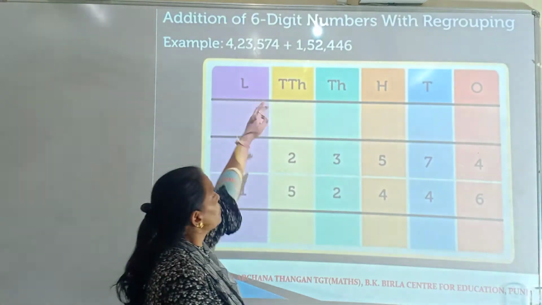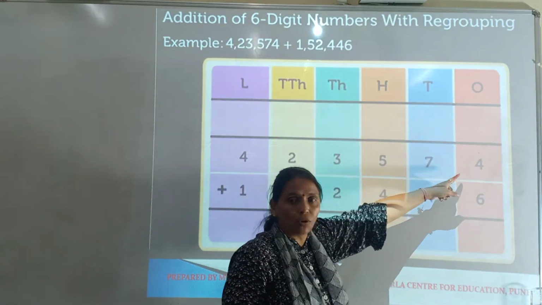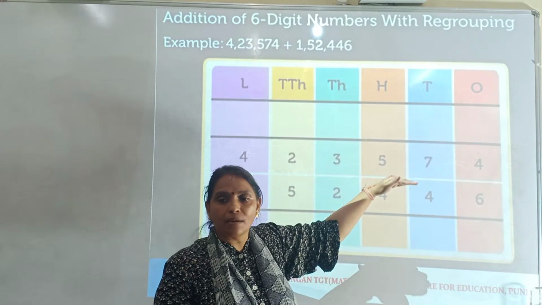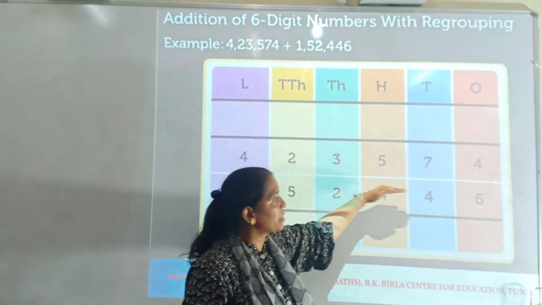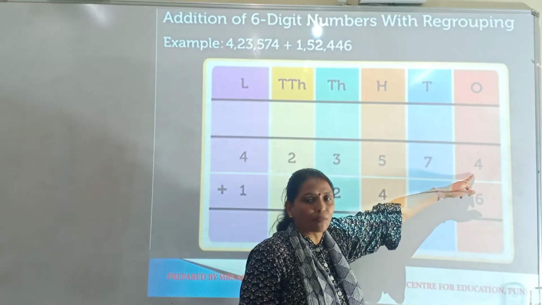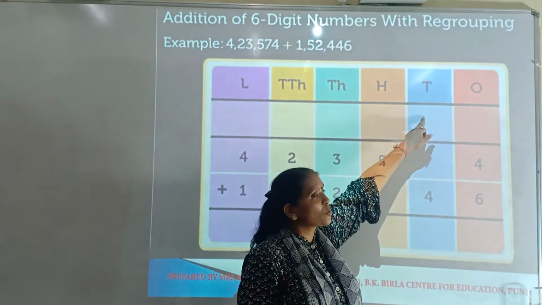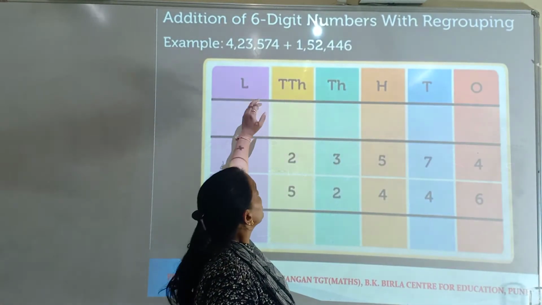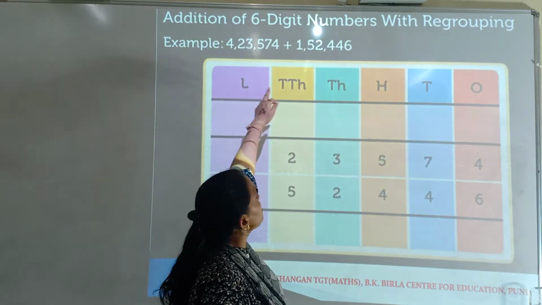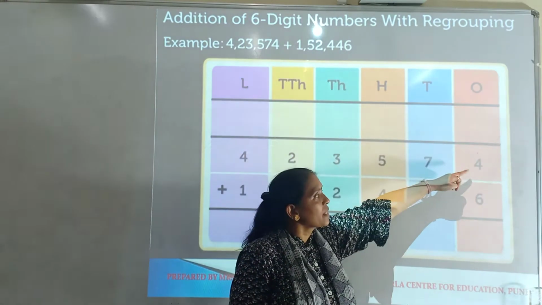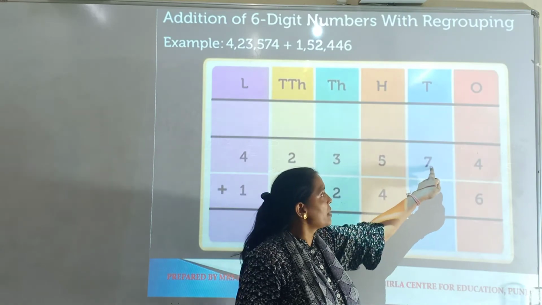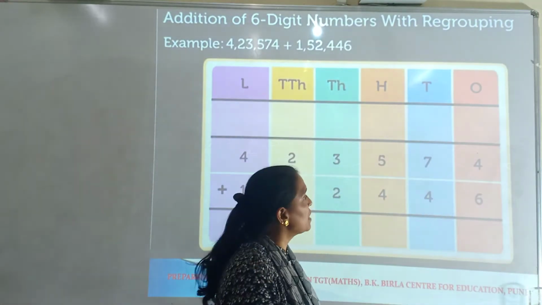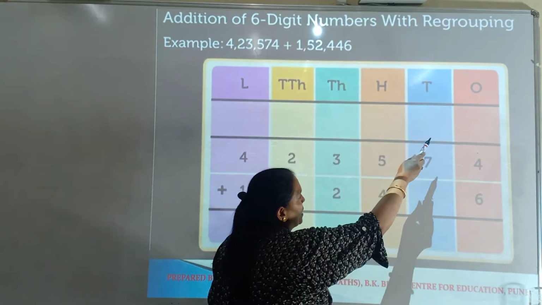This is our 4, in the ones place. You know, in the last module we have seen how to write a number in a place value chart: ones place, tens place, hundreds place, thousands place, ten thousands and lakh. First we have to write this large number in a place value chart. So this 4 is in the ones place and this 6 is in the ones place. So first we have to add the ones place.